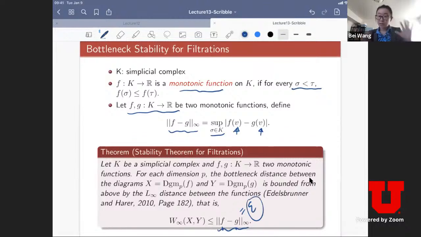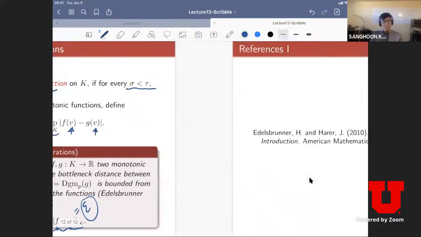So if epsilon is very small, it means that if I have two functions defined on my underlying simplicial complex and I only perturb the function a tiny bit, the persistent diagram only changes a tiny bit. And that is exactly the type of stability result you need for clustering and classification tasks. So that's the first stability result, okay?